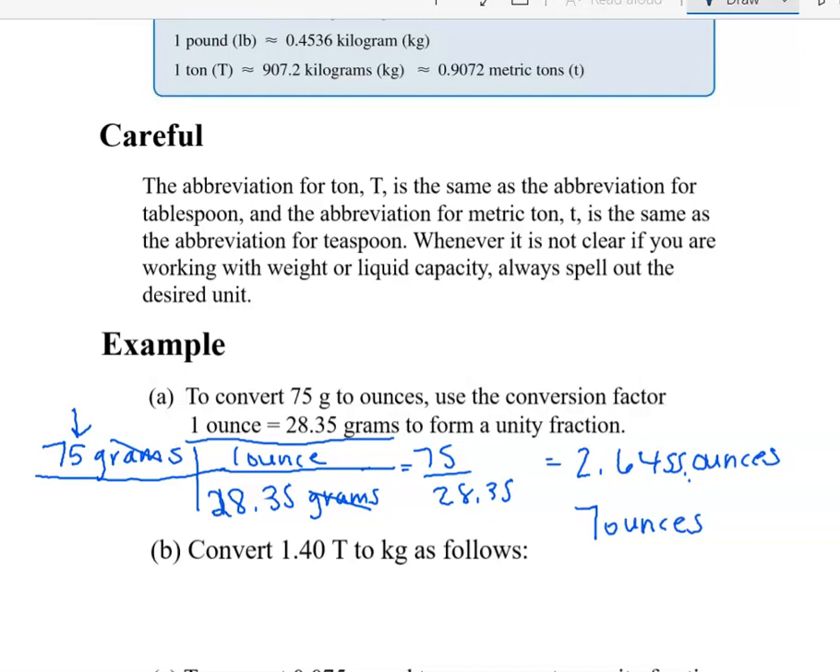Convert 1.40 tons to kilograms. So we're starting out with 1.40 tons, and we want to convert that to kilograms. Well, if you look up here, we've got that 1 ton is equal to 907.2 kilograms. So my tons are going to cancel out. I'm going to have 1.40 times 907.2, and we're going to get 1,270.08.